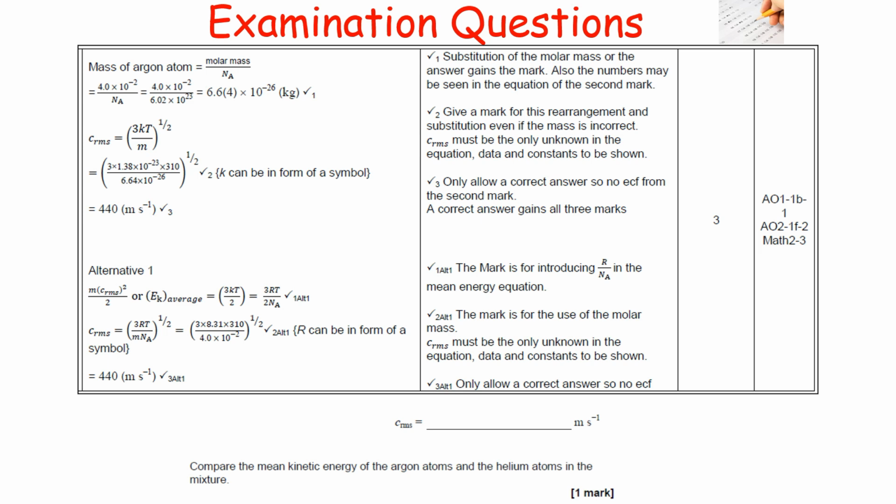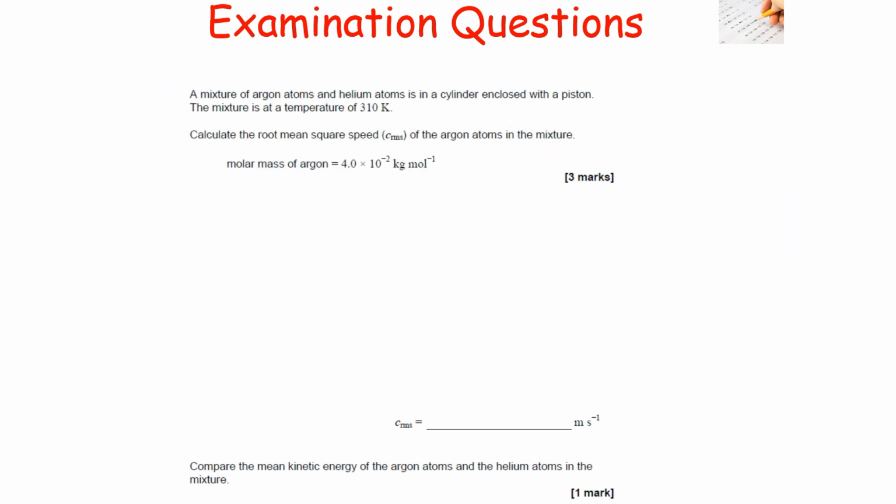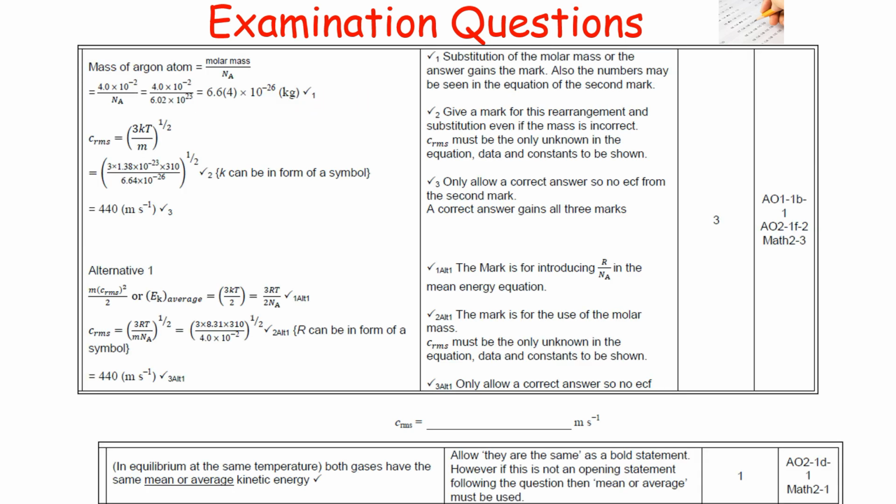Now the next question is comparing the values. The important thing to note is that the question says the argon atoms and the helium atoms are enclosed in the cylinder and the mixture has a temperature of 310 Kelvin. Because they've both got the same temperature, both gases will have the same mean average kinetic energy. They might not be moving at the same speed because it's a half mc squared, so if one mass is higher, the value of c squared is going to be lower, but they will have the same kinetic energy if they're at the same temperature.